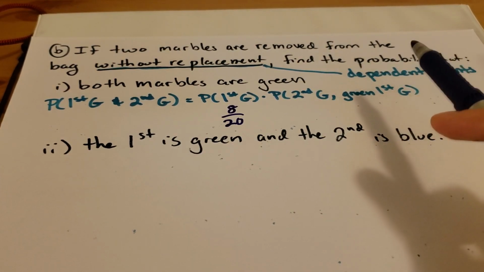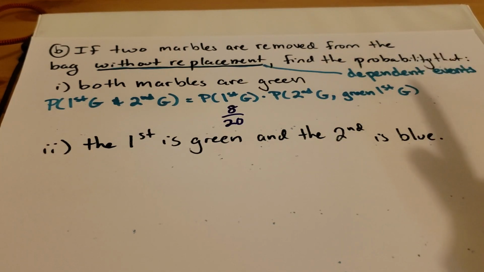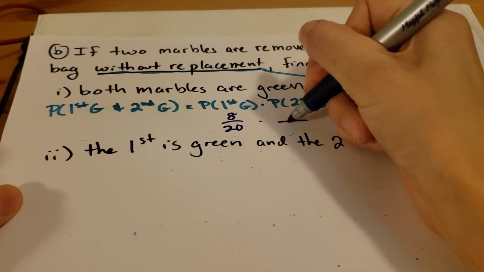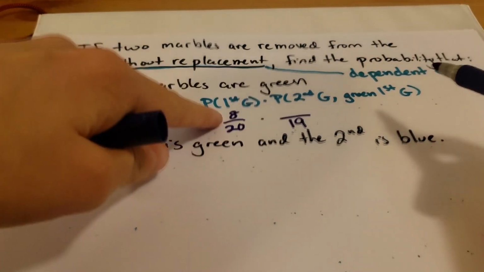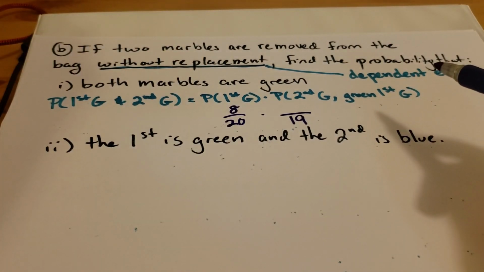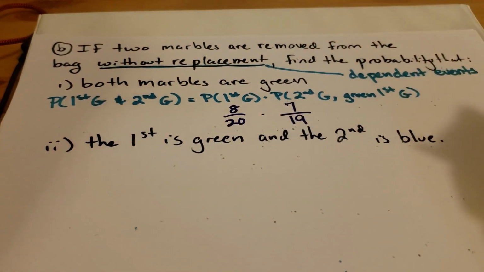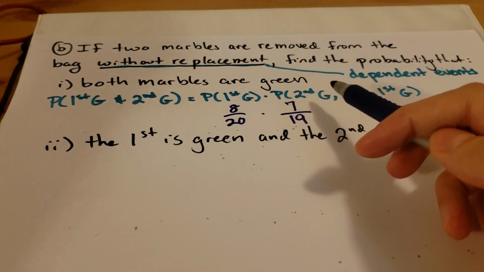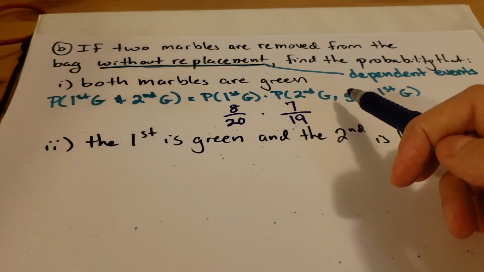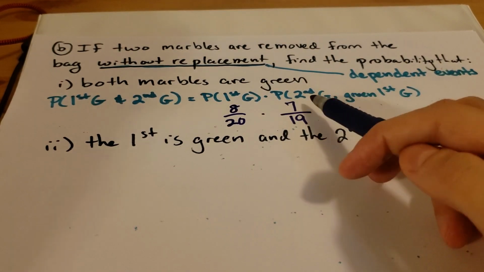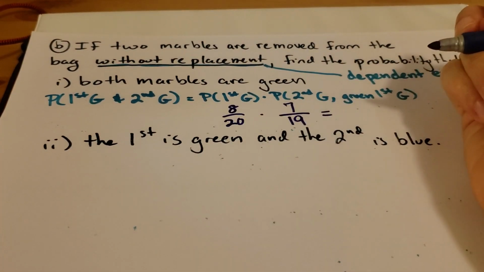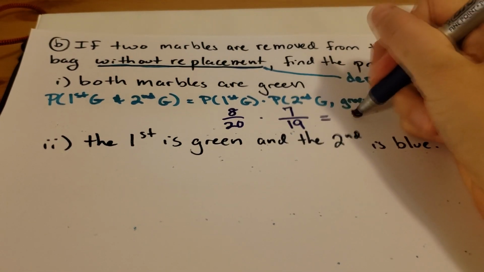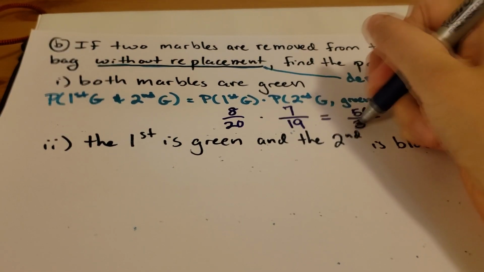So we've removed one marble from the bag and it's not being placed back into the bag. So now there are only 19 marbles in the bag because we've taken one out. And we've taken out a green marble because we're told the first marble that we got was green. So now instead of having 8 green marbles in the bag, we only have 7 green marbles. So our probability of getting a second marble that's green after we've already removed one green marble on the first try is going to be 7 out of 19 now. Okay, and then we can multiply these together and we end up getting 56 out of 380.